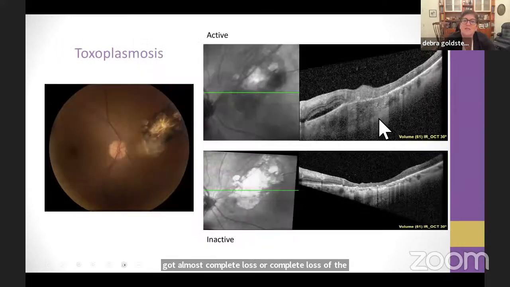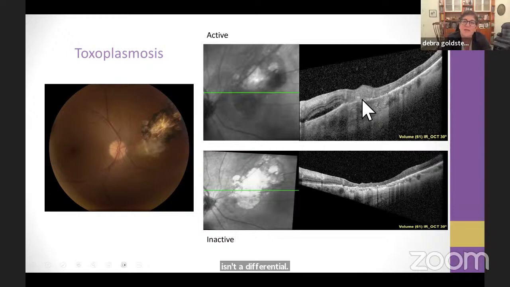Here's another patient with an infectious retinitis that is in the differential. You can see that there is retinal infiltration. There's some subretinal fluid. Here there's choroidal inflammation underneath it. And with resolution, we have focal loss of the retinal layers.